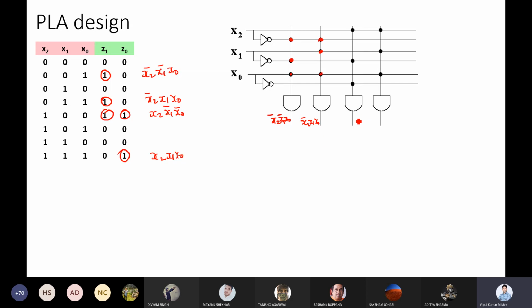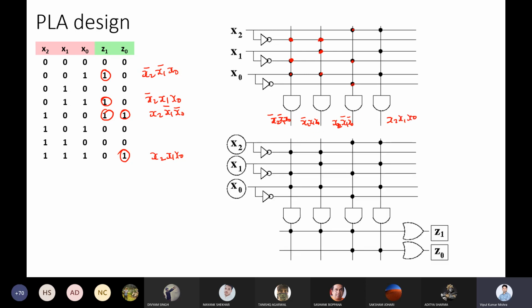Now what will the second AND gate produce? It will produce x2, x1 bar, x0 bar. So you'll have x2, x1 bar, x0 bar. Now similarly, the last term that you require, that is x2, x1, and x0. Now once you have got these AND gates, what next do we require? You will couple these AND gate outputs for finding Z1. So what does Z1 require? These 3 terms, and Z0 will require these 2 terms.